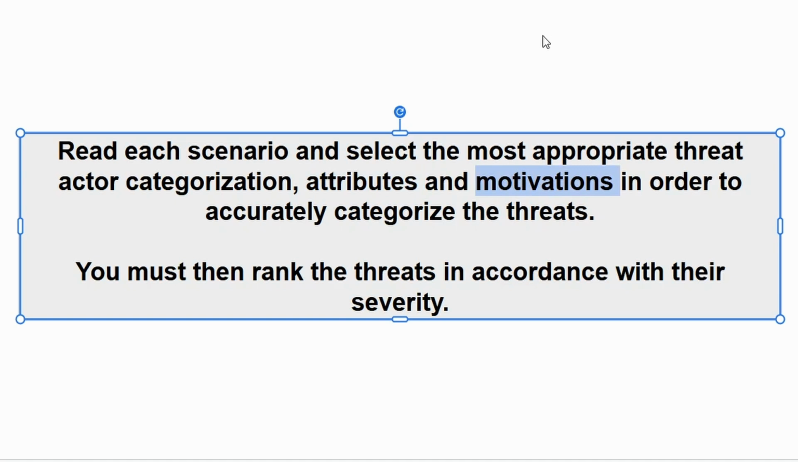Do they want money? Do they want to achieve something in relation to their political ideologies? Are they an eco-terrorist? Are they trying to sabotage our oil rigs because they don't like what we do to the environment? Understanding these three things will help us do the next thing, which is ranking the threats in accordance with their severity. Which ones are most severe? Which ones do we need to really pay attention to? And which ones are still important but are less of a threat?